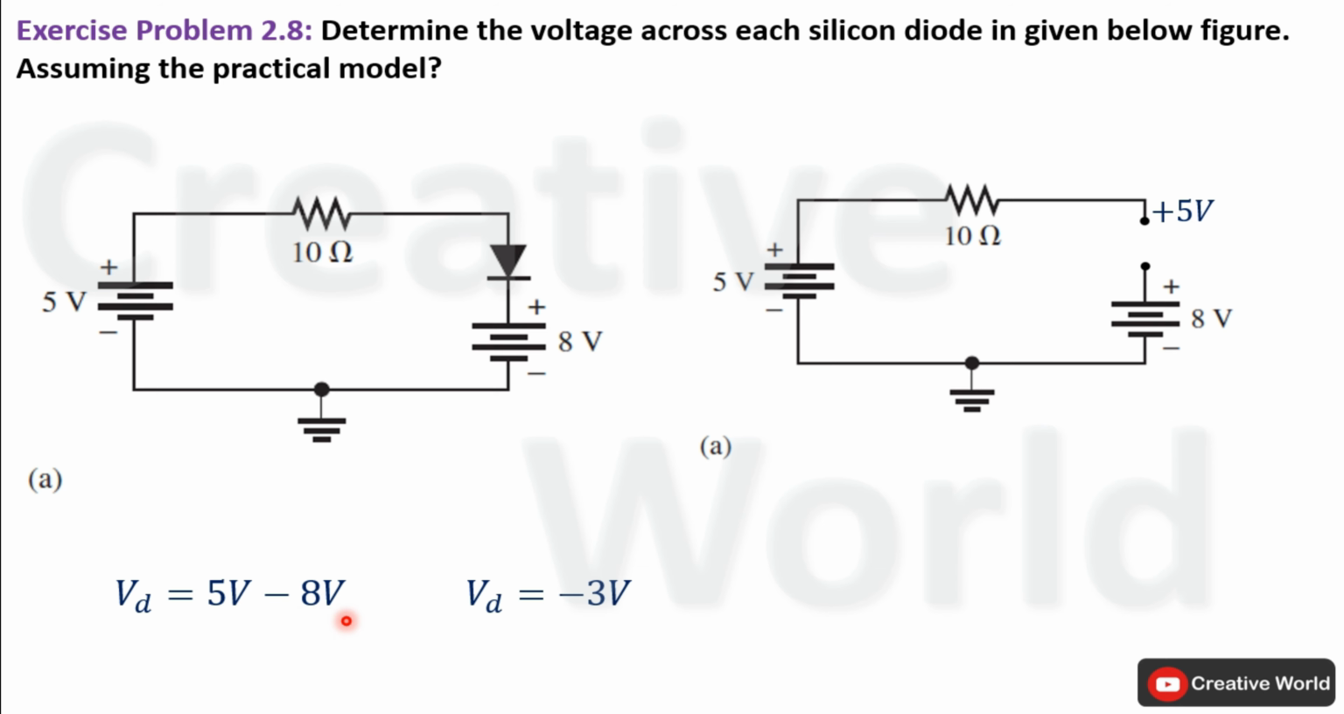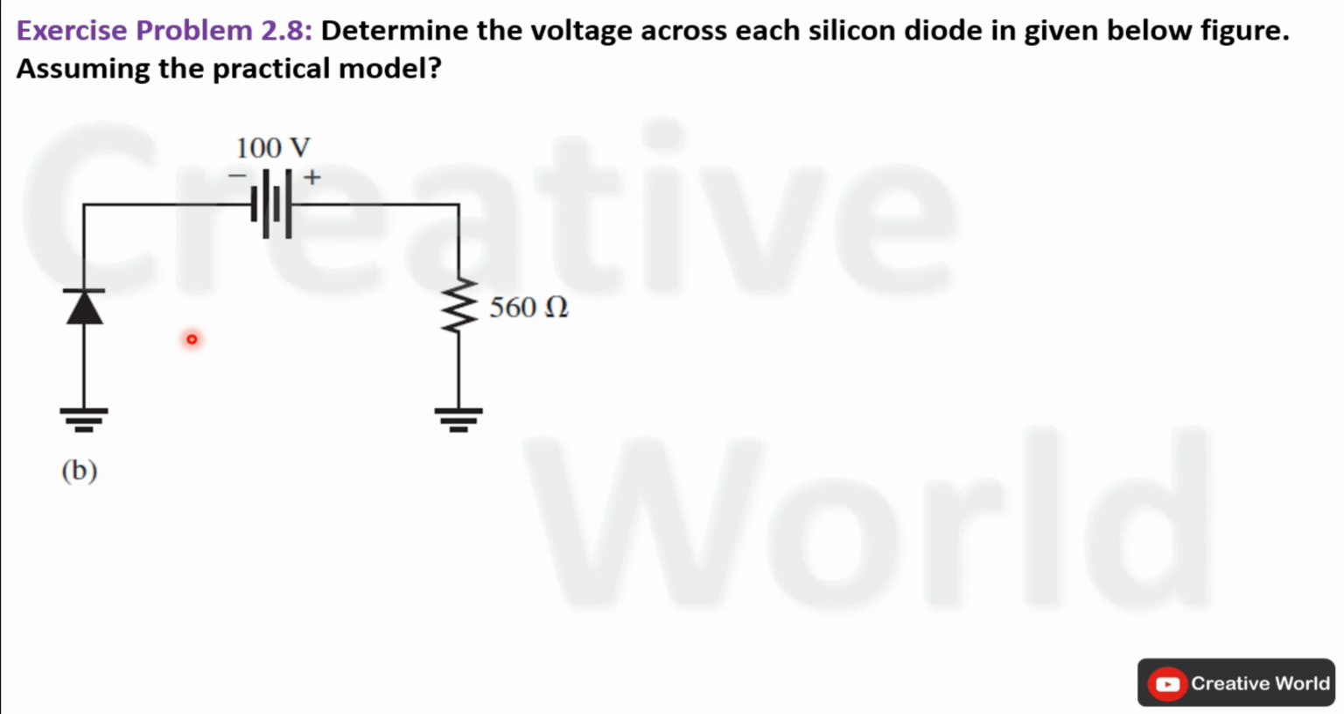Now we will move to the next configuration. In this configuration, a diode is connected to a voltage source through a resistance. The positive terminal of the voltage source is connected to the anode of the diode, while the negative terminal of the voltage source is connected to the cathode of the diode. And the value of the voltage source is 100 volt, which is much larger than the potential barrier of a silicon diode. So we can say that this diode will be in conducting mode or forward biased mode.